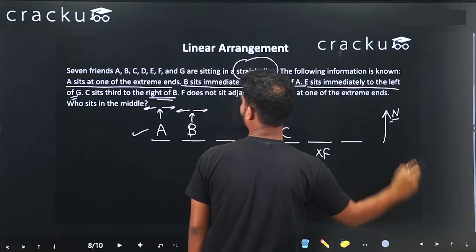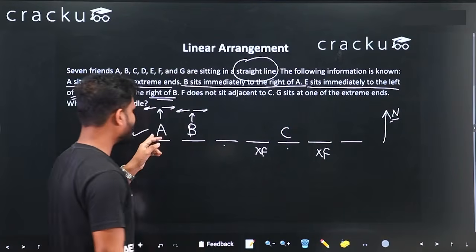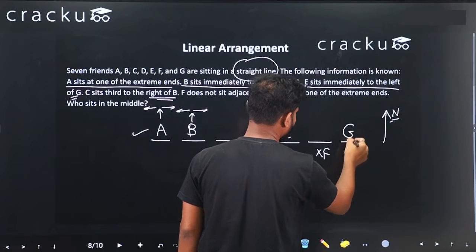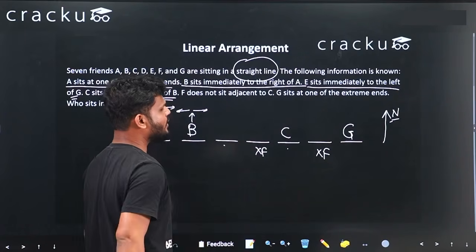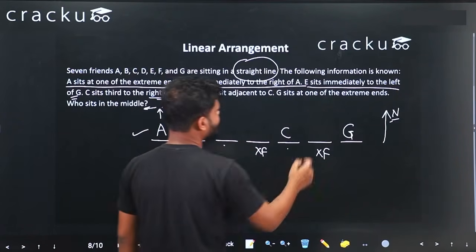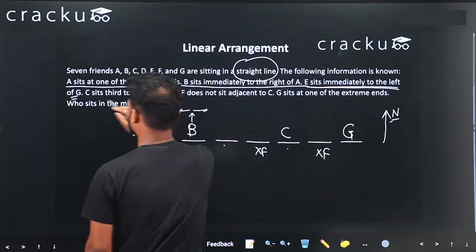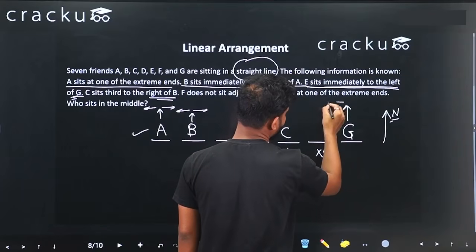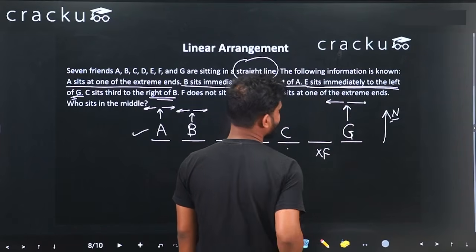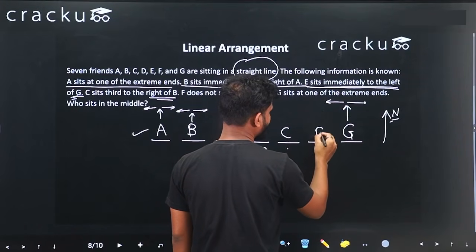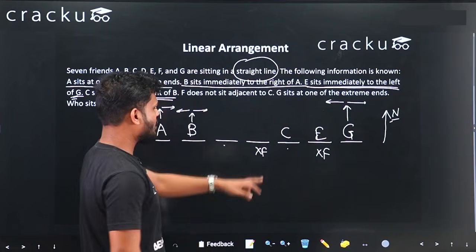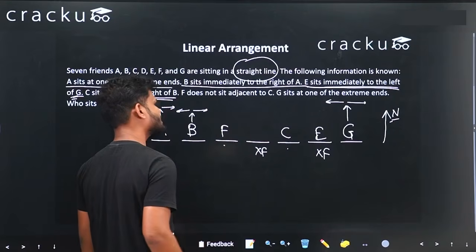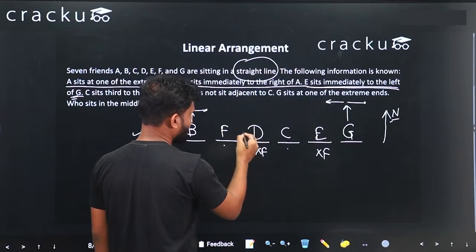G sits at one of the extreme ends. Now A is sitting at the leftmost end, so G should sit on the rightmost end. Now there was a clue regarding E and G. What was it? E sits immediately to the left of G. So if G is facing this direction, his left will be this, his right will be this, and immediate left means adjacent will be this one. Now F cannot come here, so F should come here. Who is the remaining person? D. So D will come here.